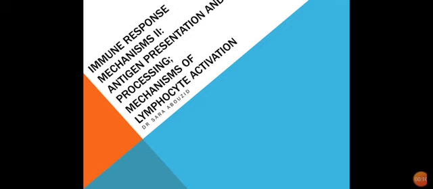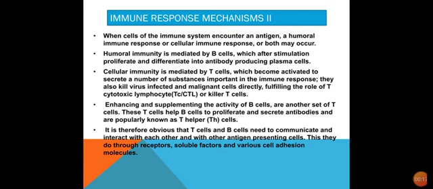When cells of the immune system encounter an antigen, a humoral immune response or cellular immune response or both may occur. Humoral immunity is mediated by B cells, which after stimulation proliferate and differentiate into antibody-producing plasma cells. Cellular immunity is mediated by T cells, which become activated to secrete a number of substances important in the immune response. They also kill virus-infected and malignant cells directly, fulfilling the role of T cytotoxic lymphocytes or killer T cells.